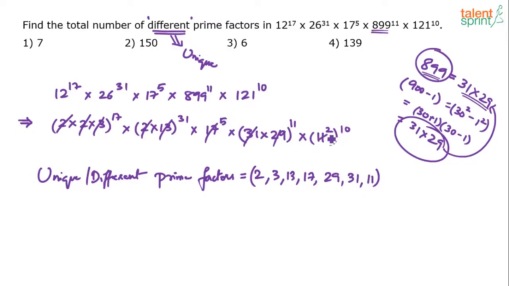So I think 7, right? See, 11 squared whole power 10 is 11 power 20. So 1, 2, 3, 4, 5, 6, 7. 7 is the answer. Right? Because the word different was given.